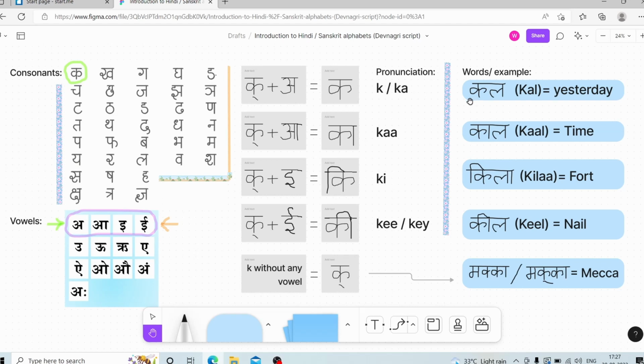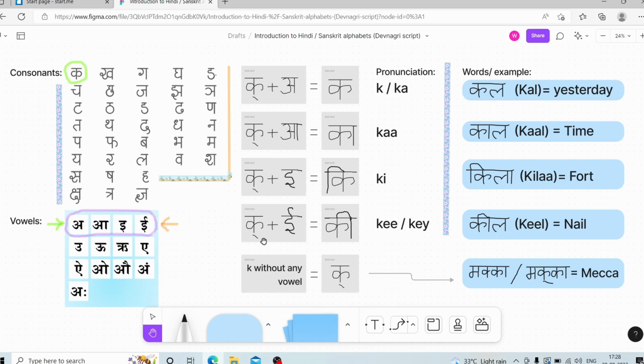Let's see the examples of each of these. The example of K, word Kal. It is pronounced as Kal, and it means yesterday. An example of Ka is Kal. This actually is L plus A, L. Kal means time. An example of K plus choti e, Ki, is Kila, pronounced as Kila. It means fort.